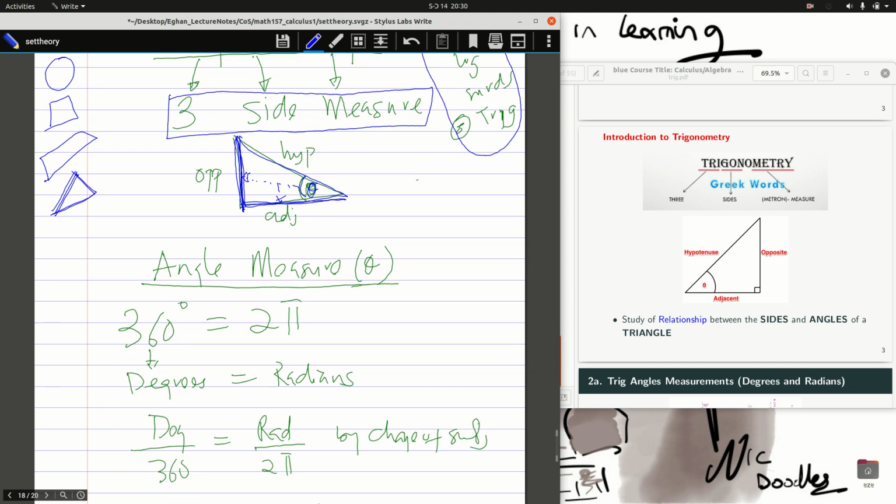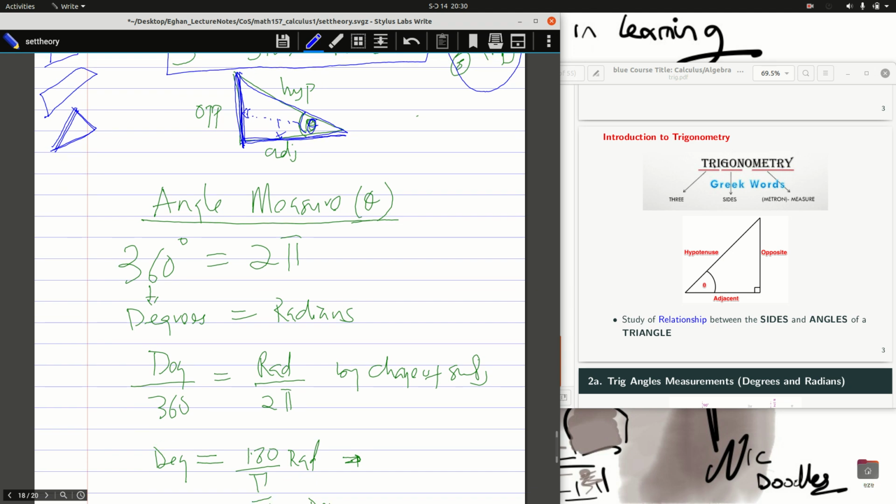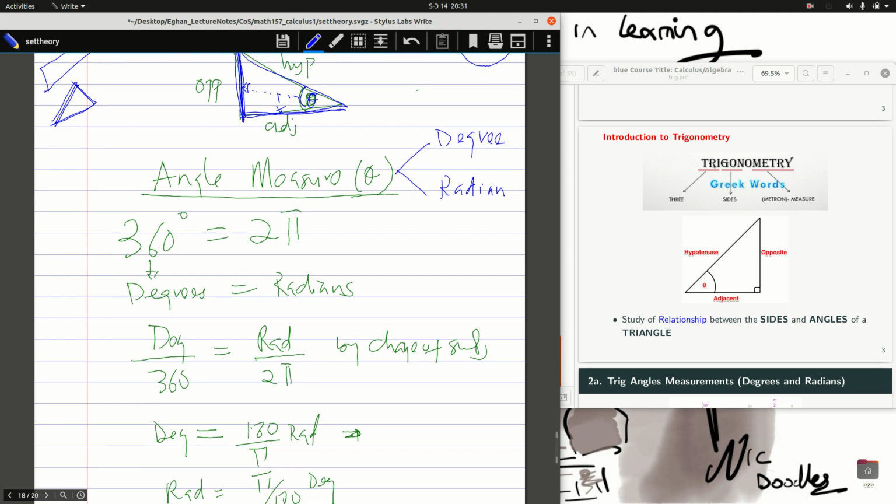Okay, so with that, let's look at the measure. Let's take the theta first before we look at the sides. This theta angle measure is of 2 forms. We can measure this theta in degrees, not degrees Celsius, just degrees, or we can look at it in terms of radians. So you realize that if you use a calculator, you have to change the mode to either degrees or radians for your computations. And that is the effect of your angle.